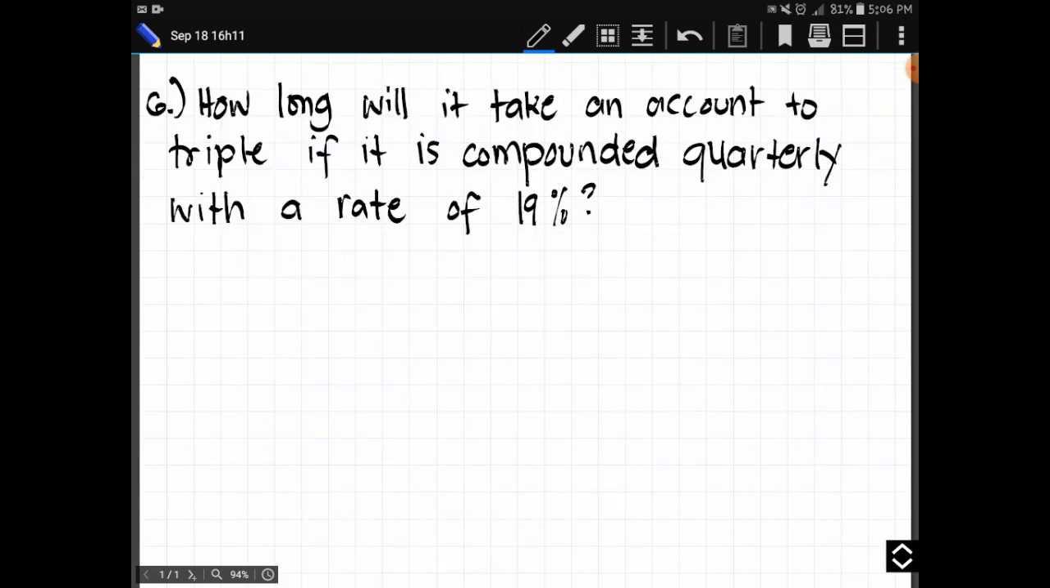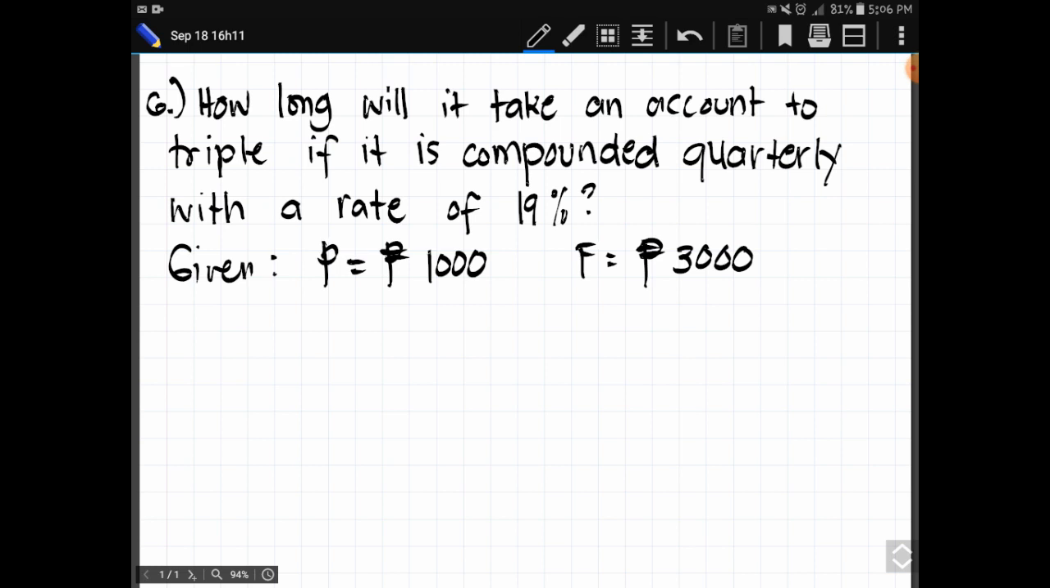For the last example: how long will it take an account to triple if it is compounded quarterly with a rate of 19%? Our given, we can assume the value of P, or the principal. Let's say our principal is 1,000 pesos. For the first sentence, it will take an account to triple. Therefore, the future amount will be equal to 3,000 pesos. And our compounding period is 4. Our rate is 19%, or 0.19 in decimal.